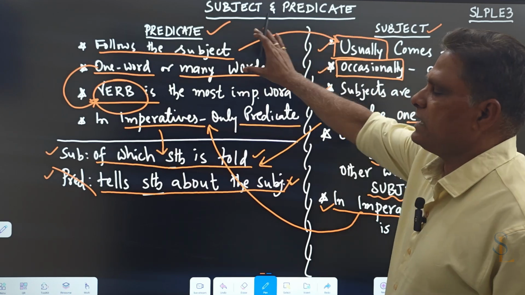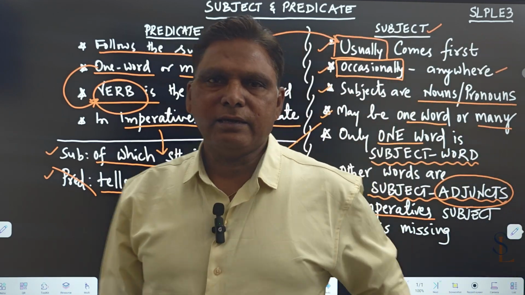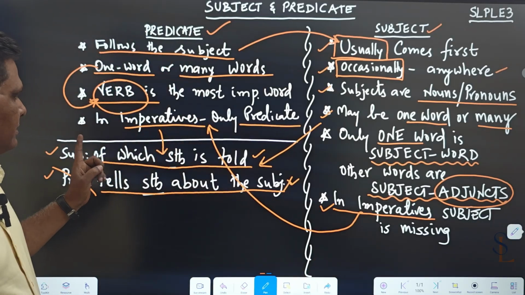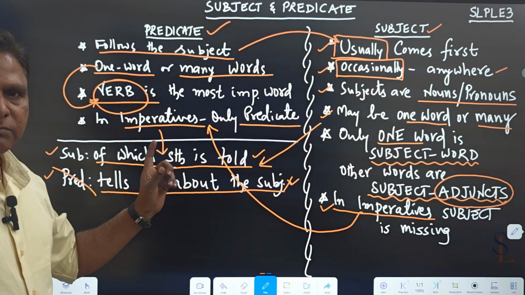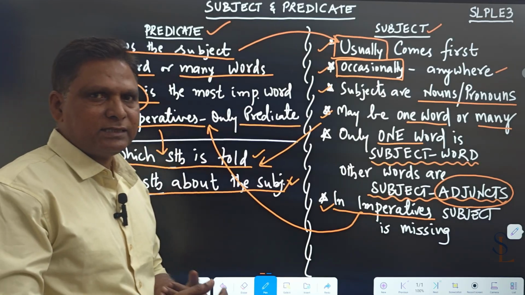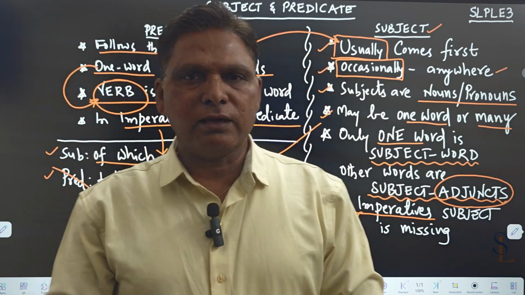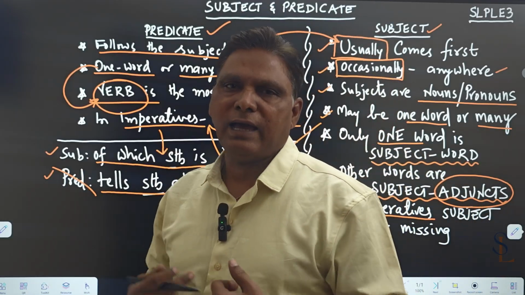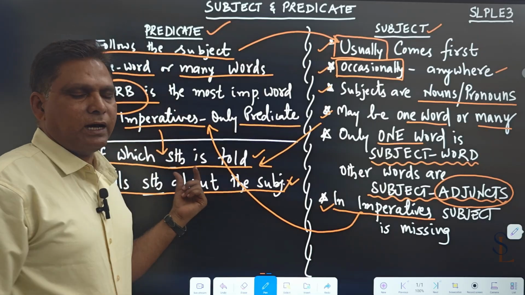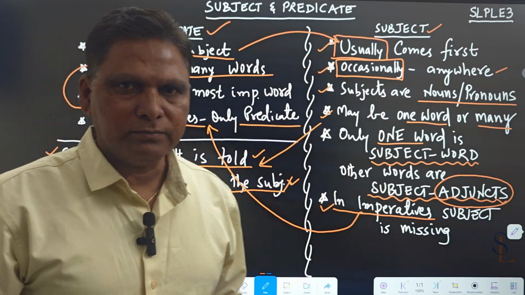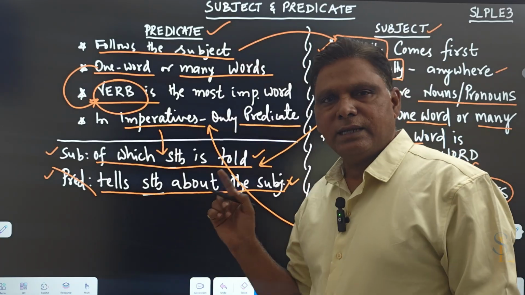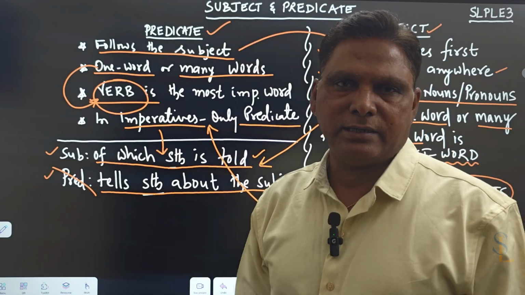And with this understanding of subject and predicate, I would like you to understand the derivation of the definition. The subject is something of which something is told. When I say the sun rises in the east, what are we talking about? The sun. When I say I am talking, what are we talking about? I. So the subject is the part of a sentence of which something is told, and naturally the predicate is the part of a sentence which tells something about the subject.